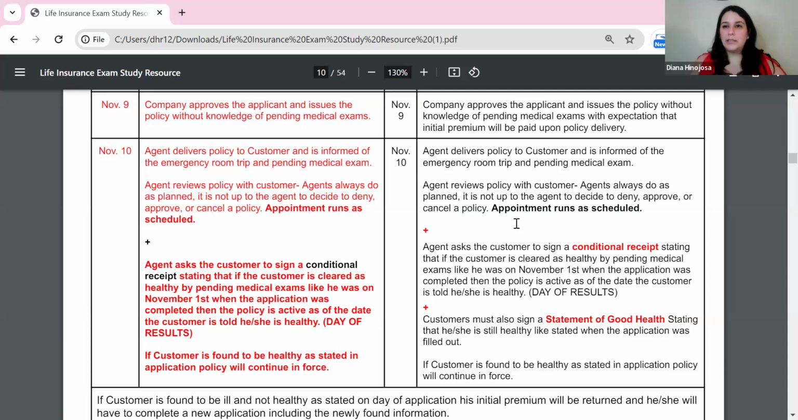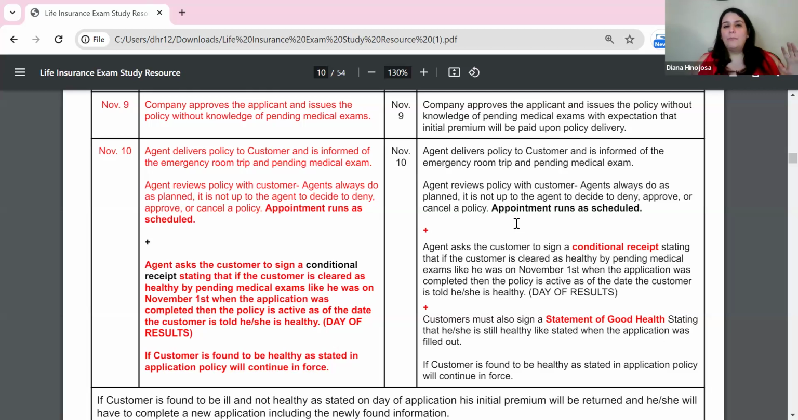If they did not pay the day of their application, we still don't have money. What should happen is this policy gets paused. However, of course, the insurance company wants that money, and we're going to assume that the customer is healthy. So now we're going to get both the conditional receipt and the statement of good health so that we can charge the customer, even though we're waiting on the doctor's notice to say he's healthy. So we're getting permission from the customer to charge that money. And that is what your statement of good health is.